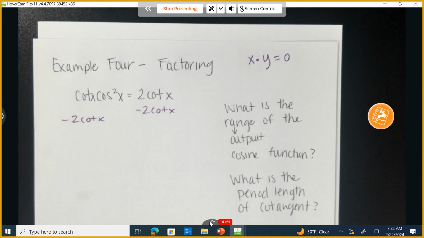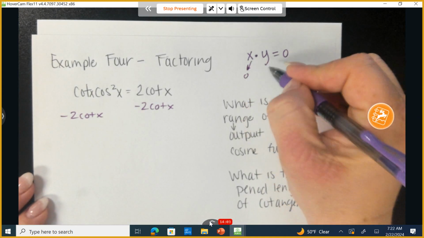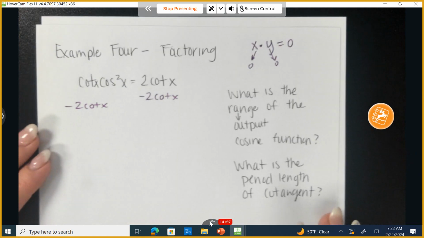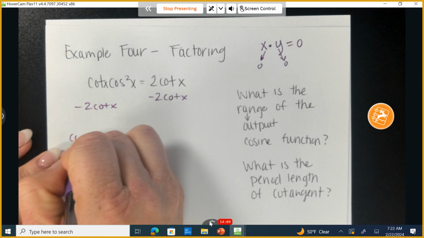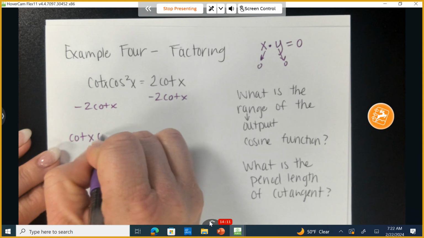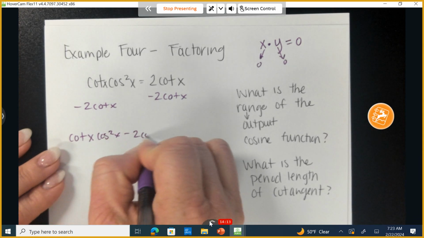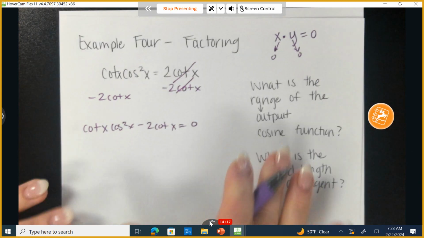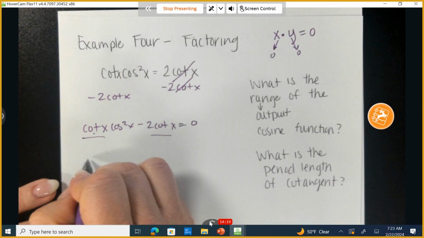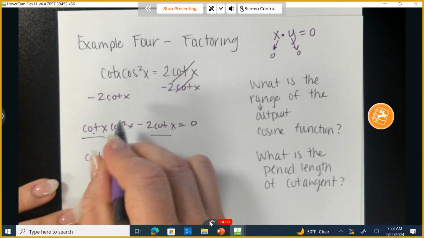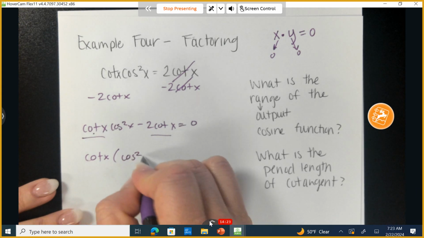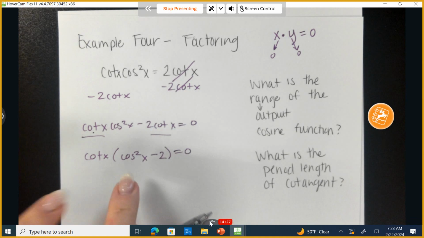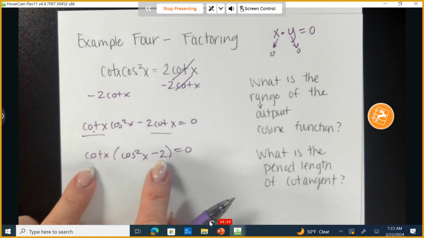X, y, or both, right? Either this is 0, or maybe they both are. We're going to use that same basic concept. So I have cotangent x cosine squared minus 2 cotangent x equals 0, additive inverses. They both contain a cotangent, so cotangent of x times cosine squared x minus 2 equals 0. Does that look right? I always want to go back here and check. That's good, and that's good.